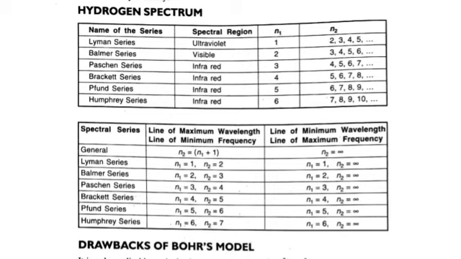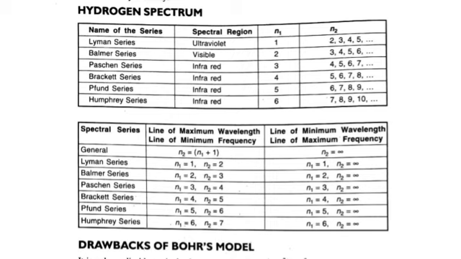Now if I talk about the line of minimum frequency, all the n2 values are as I have said. But if I talk about the maximum frequency, then n2 or n3 or n4 or n5 whatsoever, the n2 values in all the series will be infinity.